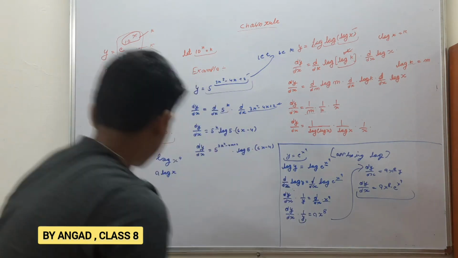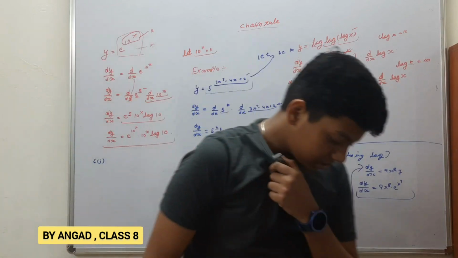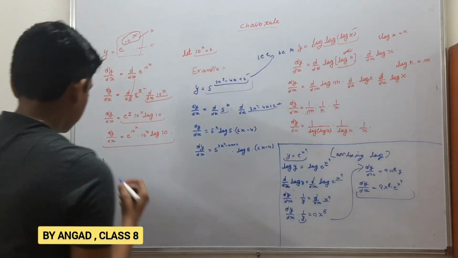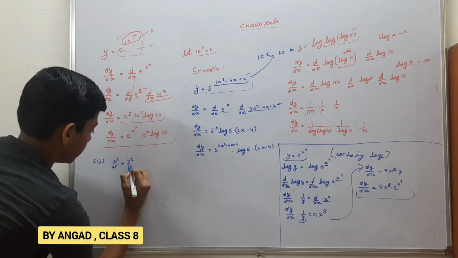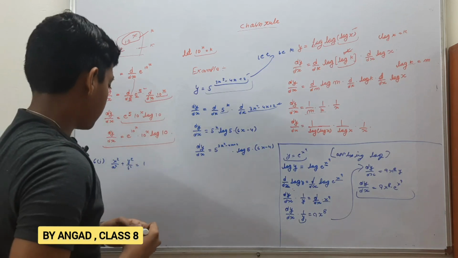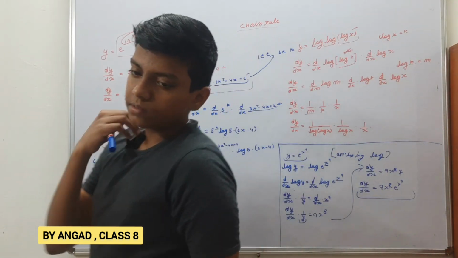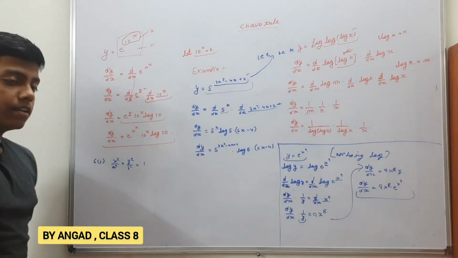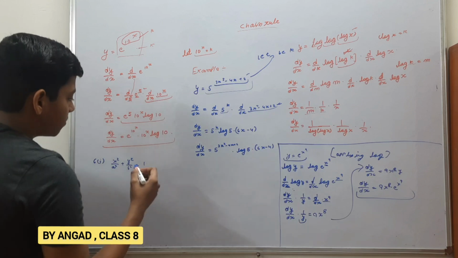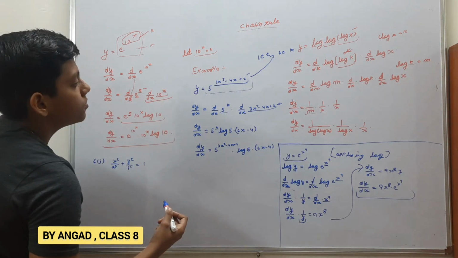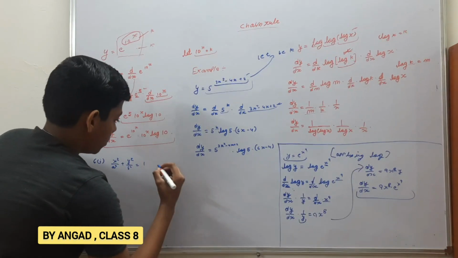Let me erase this. So the question says x square by a square plus y square by b square equals 1. Now here we have to find dy by dx. Now what to do? This type of sums are very easy, and these are new concepts. Like I've told you, it's the 4th concept of this video.